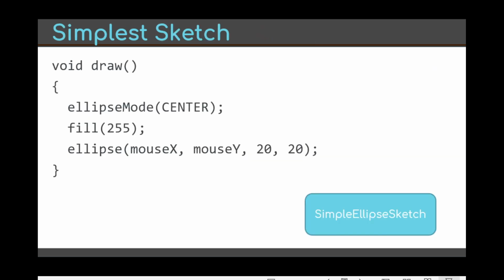All right, let's look at our first sketch. void draw, ellipseMode CENTER, fill 255, ellipse mouseX, mouseY, 20, 20. What do you think this does? Before we jump into it, before we see it.